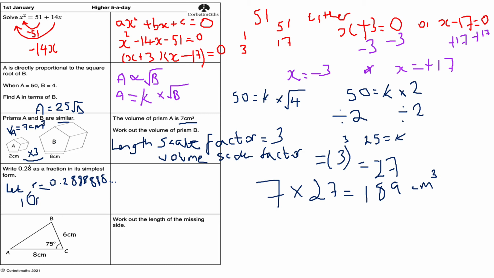10R, so it should be a 10 there. So 10R equals 2.888888, and then dot. 100R is going to equal 28.88888 and 8 and so on and so forth.